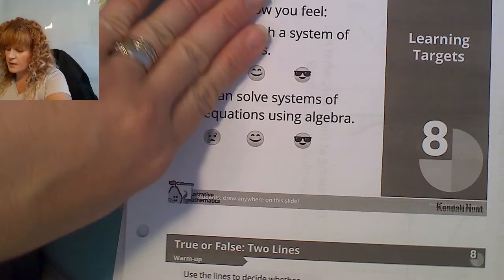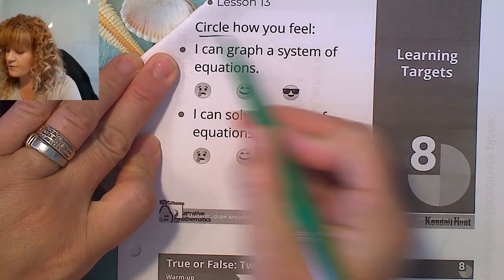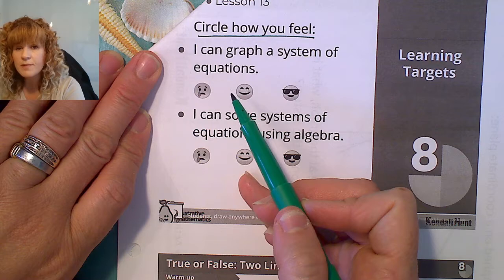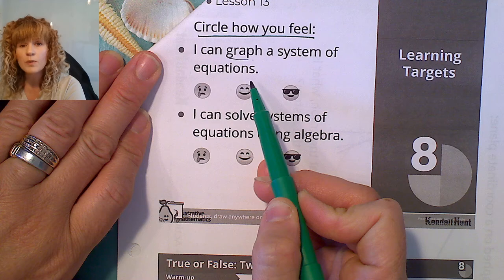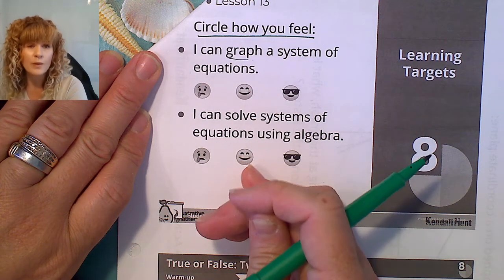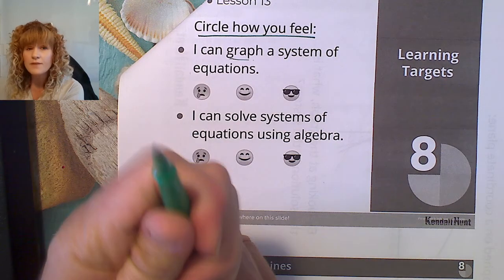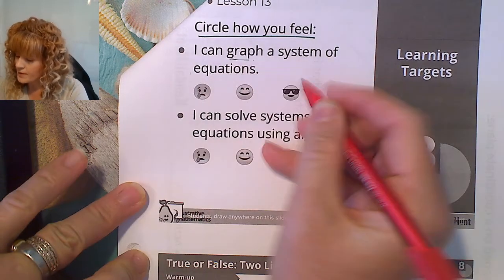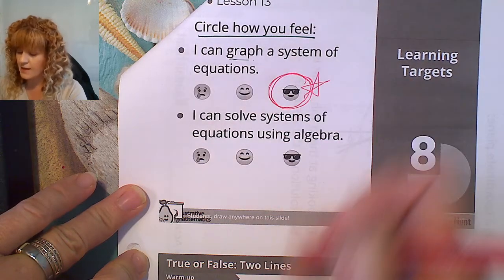Okay, let's begin. In your assignment, first, tell me how you feel about the learning goals. Circle how you feel. Last time when we graphed the system of equations, how do you feel about that? I can graph a system of equations. So if I give you two equations, can you graph them? Or if there are two real life situations with a rate, could you graph it? Well, I'm pretty good at this, so I'm going to circle this guy with sunglasses. Yes, I can. How about you?